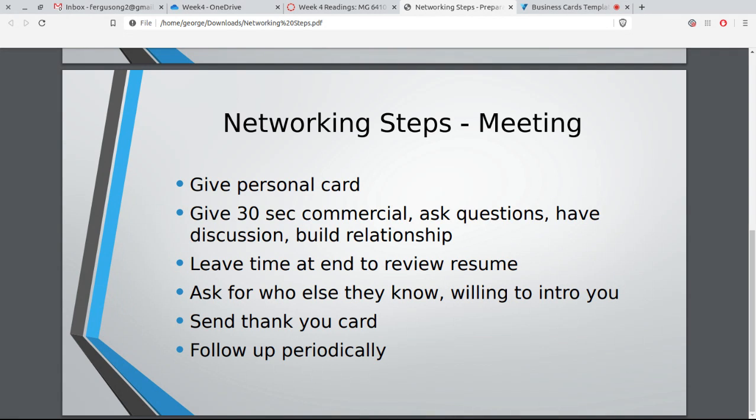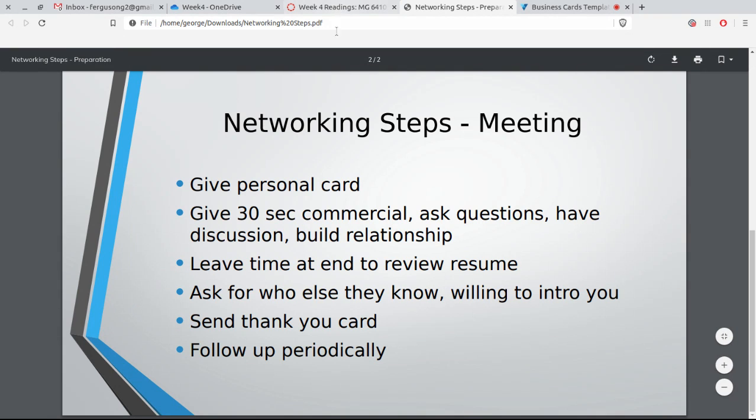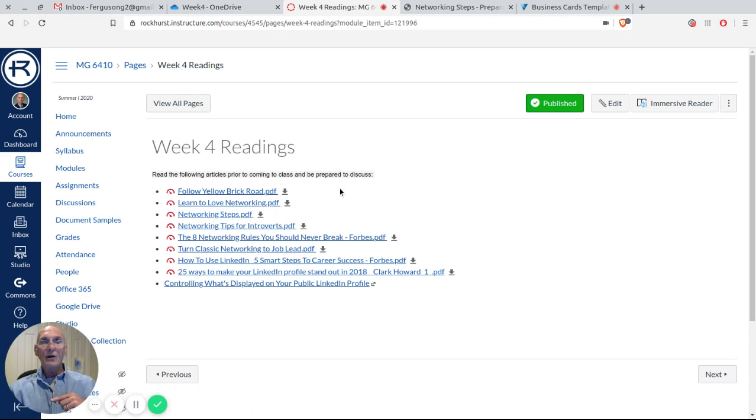So these are some of the key points from networking. There are other articles in the readings that you should be looking over, such as networking tips for introverts, rules to never break, things like this. So make sure you go over the various readings to learn more about networking. If you have questions, give me a shout.